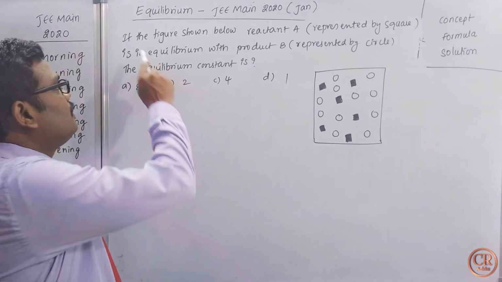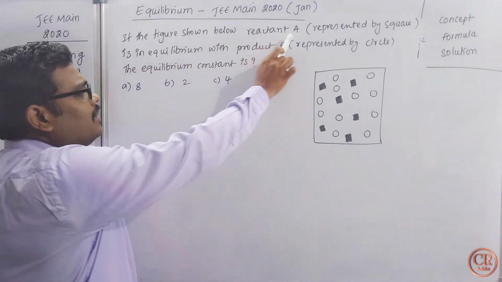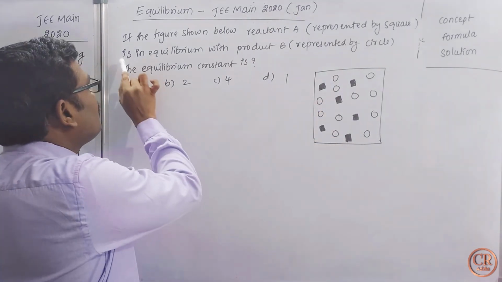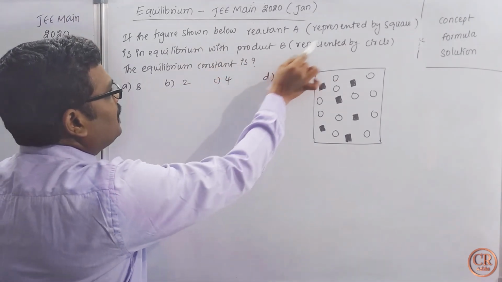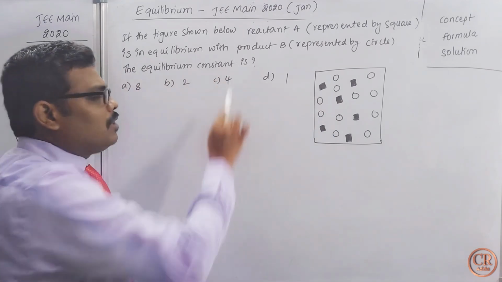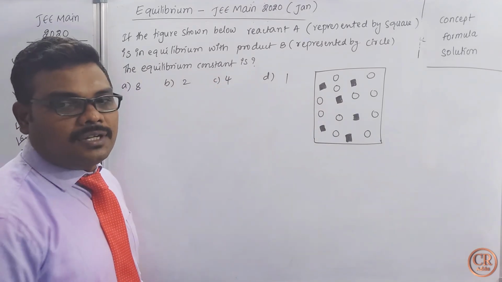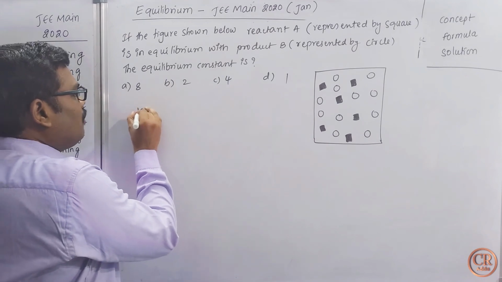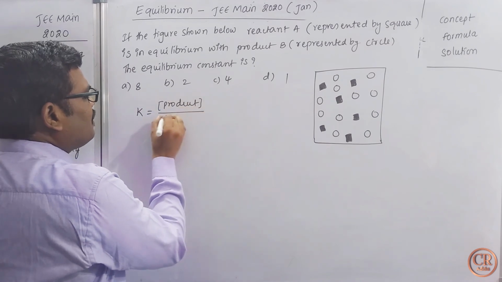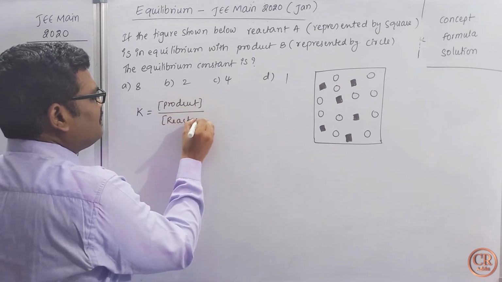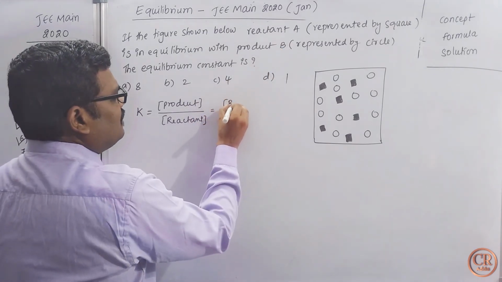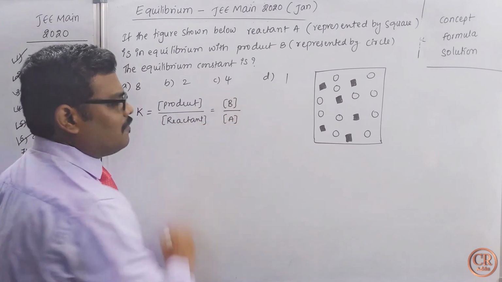Next question. In the figure shown below, reactant A represented by squares is in equilibrium with the product B represented by circles. The equilibrium constant is... it is a very simple question. The suitable concept is that the equilibrium constant K is the concentration of product by the concentration of reactant. So what is the concentration of product here? Product is B. So concentration of B by concentration of A.